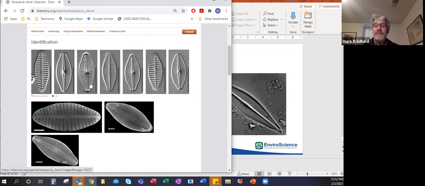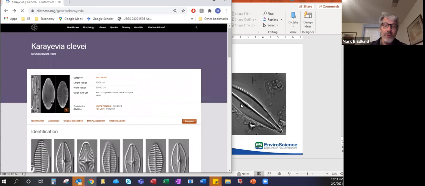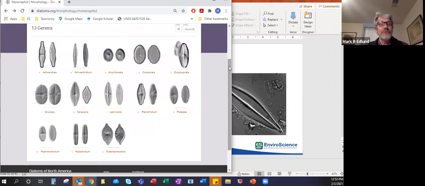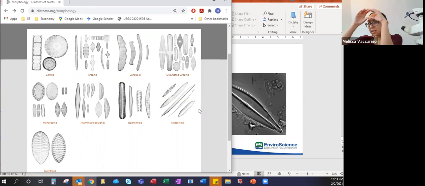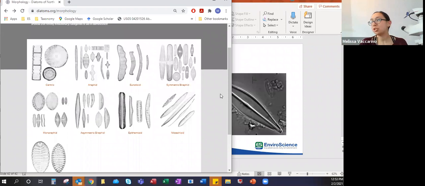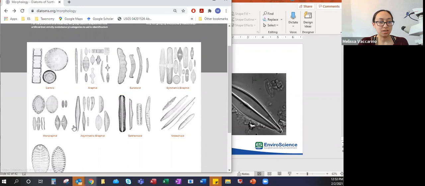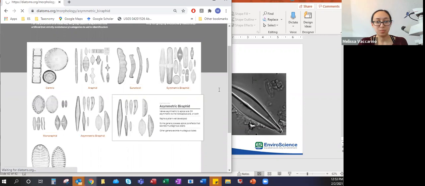Alayla from Paris has asked, when you're working in amphoroid genera, the amphora group, what do you use to decide if you have an amphora or a halamphora? For me, I usually look to see if there's that central area on the valve where there's a stria interruption, although I don't remember if that's a defining feature between amphora and halamphora.